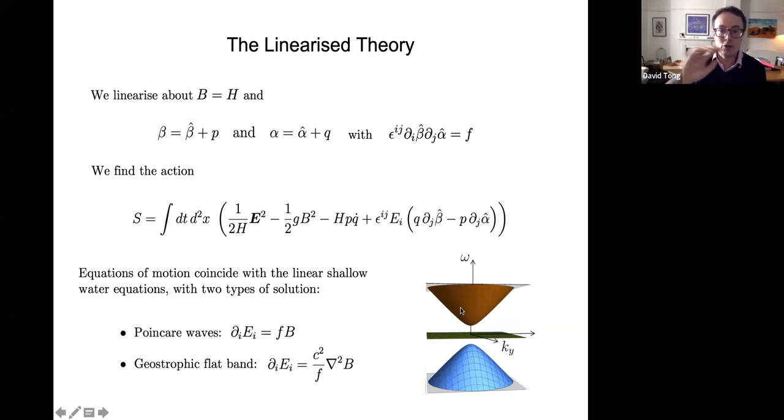What I would like to do is, in a fixed branch of solutions, integrate out the P and Q and get an action just for E and B. I can do that just for the Poincare waves, when I get Maxwell-Chern-Simons. The other branch of solutions has a different P and Q, and somehow I wasn't quite able to get an effective action for this flat band, even though it's the simplest thing. It's just a flat band. Did that answer the question?